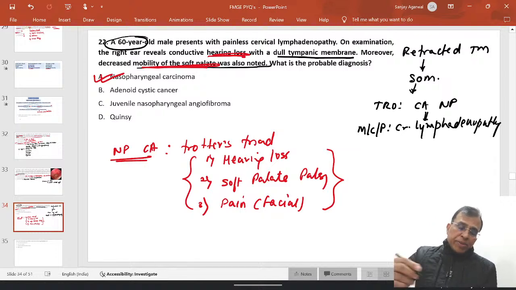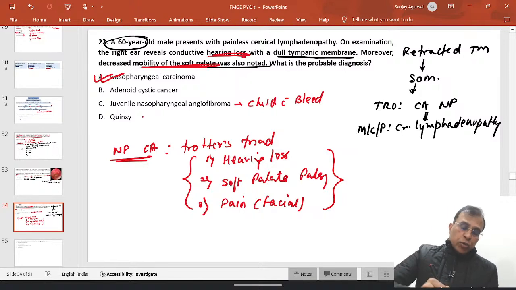Okay. Remember, angiofibroma is seen in children. A male child with bleed. There is no mention of that; the age is not matching. The bleeding is not given. Quinsy is peritonsillar abscess.